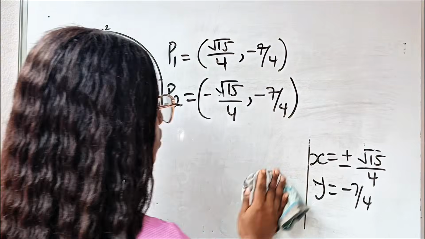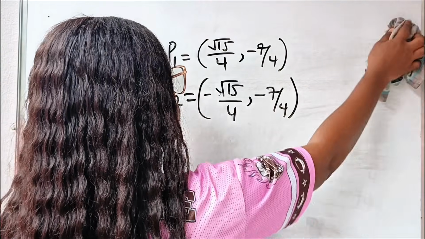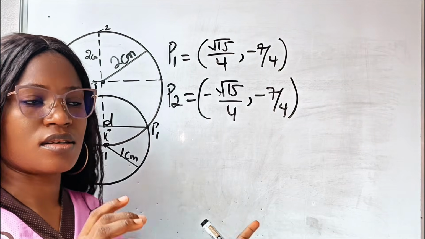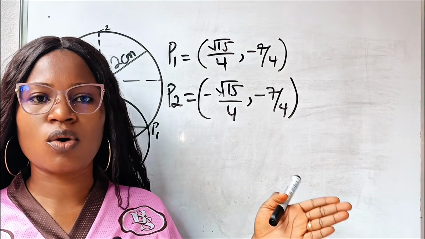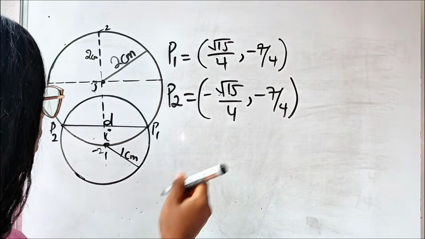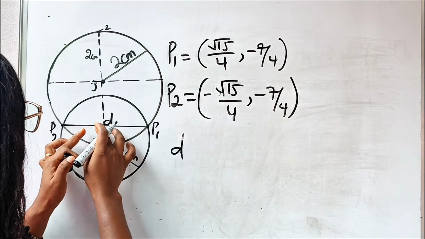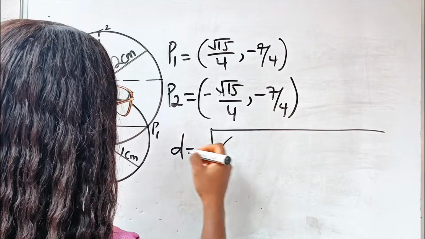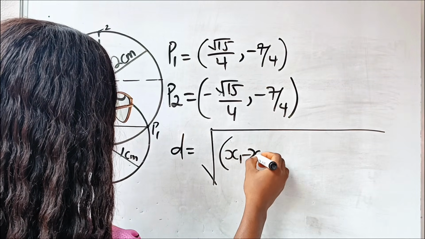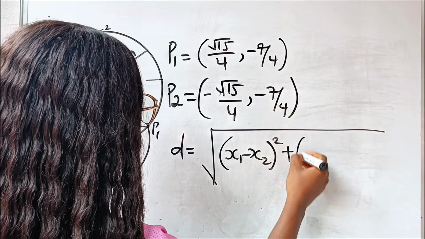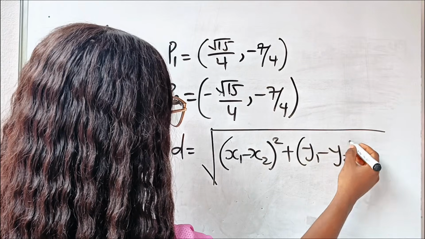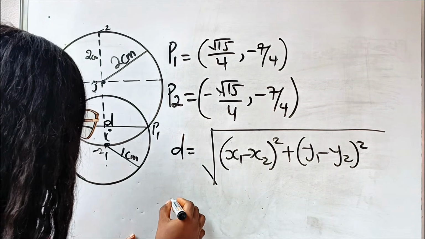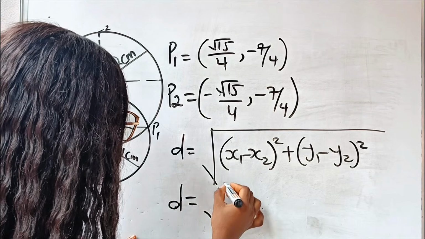Alright, now remember that we are asked to find the distance between P1 and P2. So I was trying to explain here that the distance between 2 points on a Cartesian plane is given by d, which is the distance we are looking for, equals the square root of (x1 minus x2) squared plus (y1 minus y2) squared.